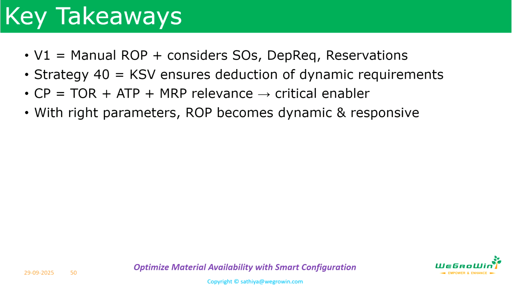So let us summarize. V1 considers manual ROP and external requirements from sale orders, dependent requirements, and reservations. Strategy 40 with requirement type KSV ensures those external requirements from sale orders are deducted. Schedule line category CP is critical for sale orders to flow into MRP. With proper parameters like planned delivery lead time and scheduling, reorder point planning becomes a dynamic and responsive method. That's how business can handle dynamic demand without overstocking.